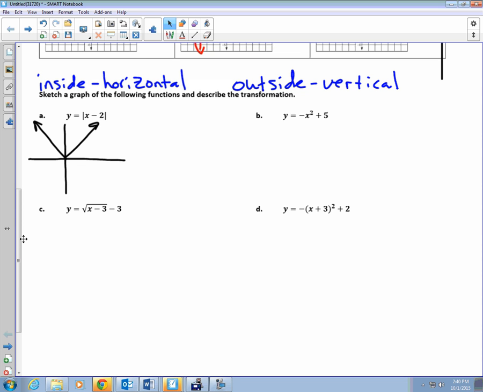Do you think it shifts it 2 to the right or 2 to the left? I know you think left because you see minus, right? But it's always opposite when it's on the inside. So it's going to move it 2 units to the right.